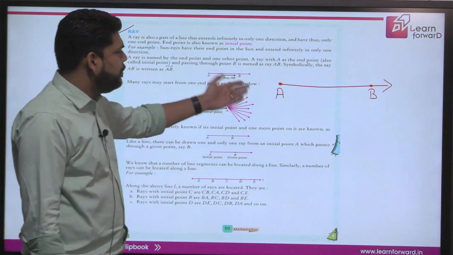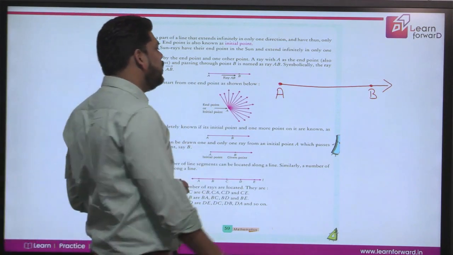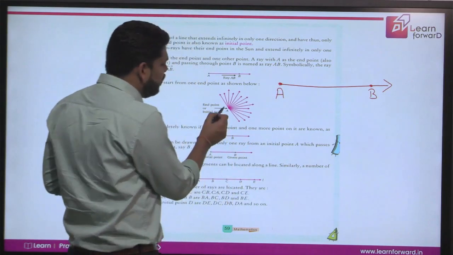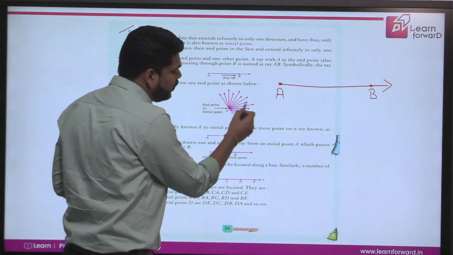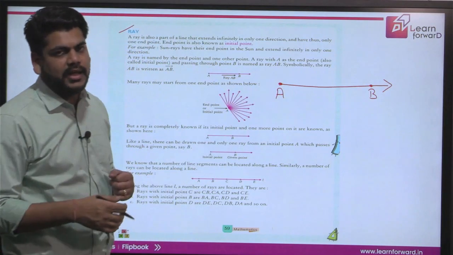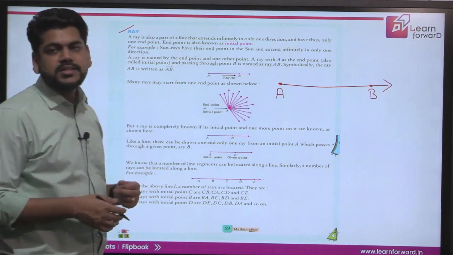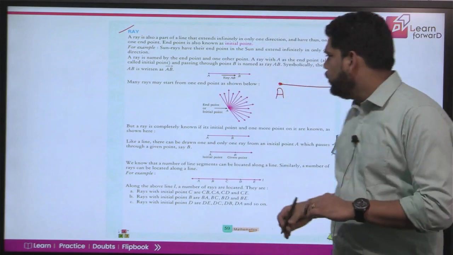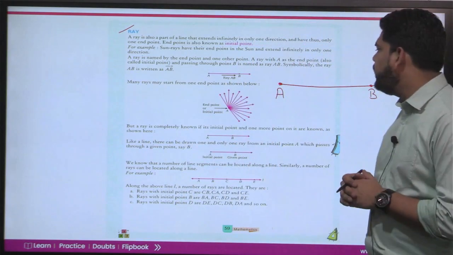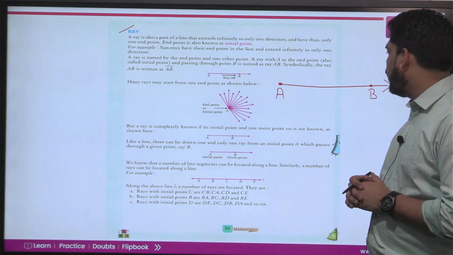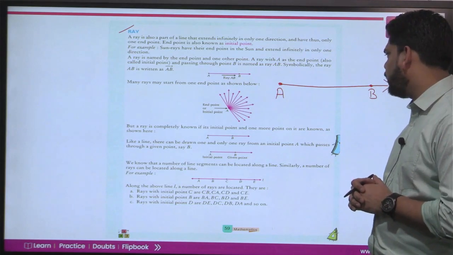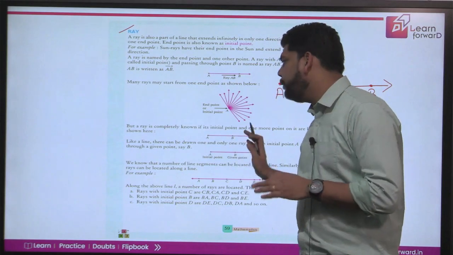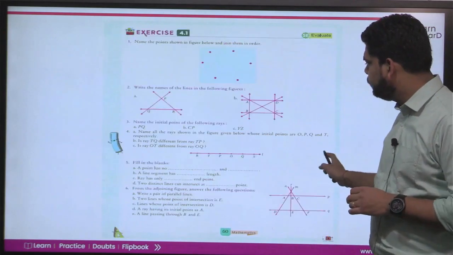So we represent it as ray AB. And how many rays can come from a single point? Infinite. Like you can see over here from A, 1, 2, 3, 4, 5, 6, and there are so many rays which are passing through this particular point. Fine. Now, a ray is completely known if its initial point and one more point on it are known, as shown here. This ray has started from A and is going toward B.